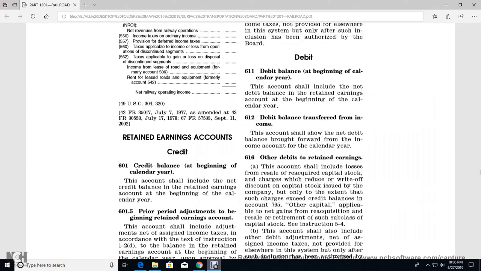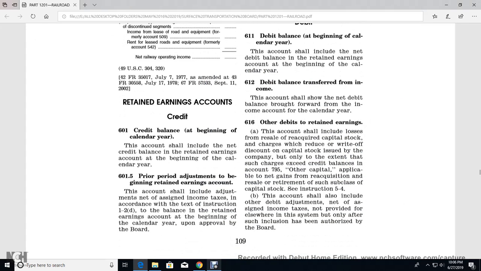Balancing retained earnings, Title 49 CFR Chapter X, Part 1201, Railroad Companies, Retained Earnings Accounts. Credit 601, credit balance at the beginning of the calendar year. The account shall include the net credit balance of the retained earnings account at the beginning of the calendar year. 601.5, prior period adjustments to the retained earnings account.